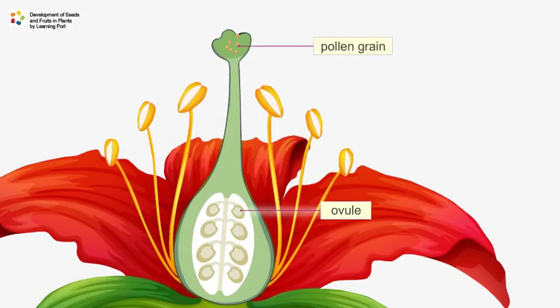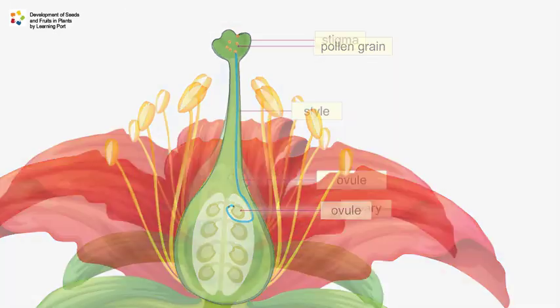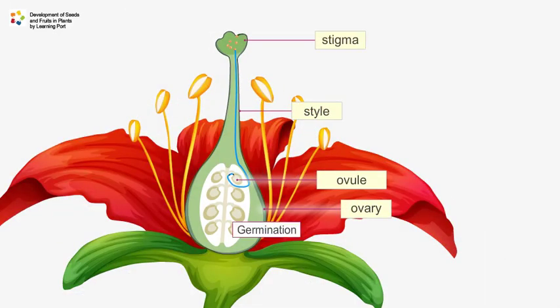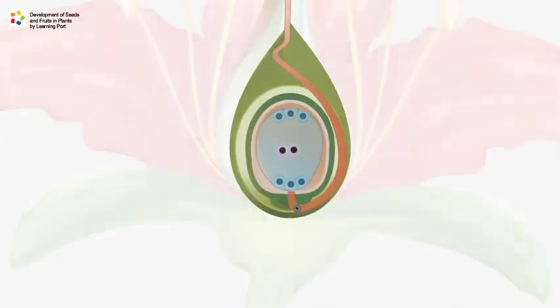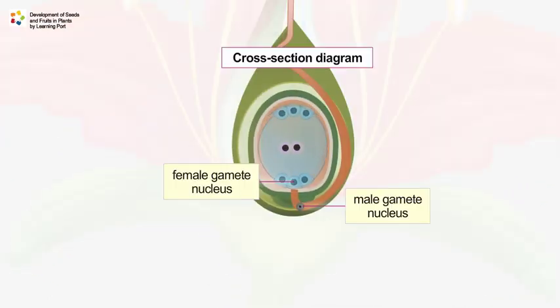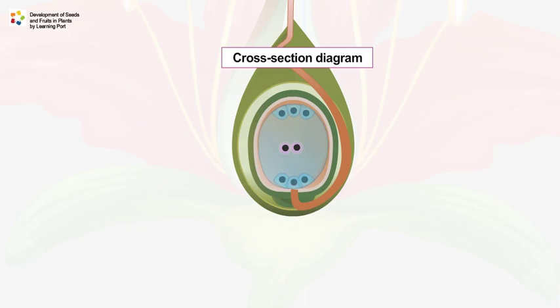After a pollen grain reaches the stigma, the pollen grain is stimulated and it germinates to form a pollen tube. The pollen tube grows downwards through the style and reaches the ovule inside the ovary. This process is known as the germination of the pollen grain. The pollen tube that carries the male gametes will reach the ovule that contains female gametes.